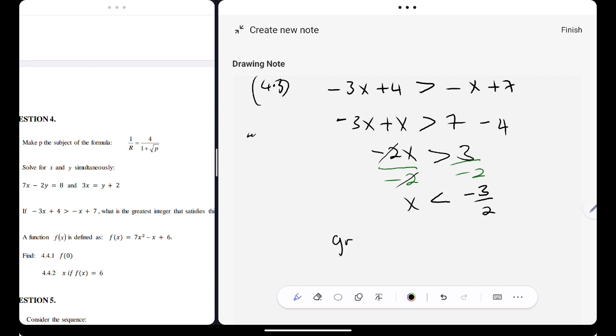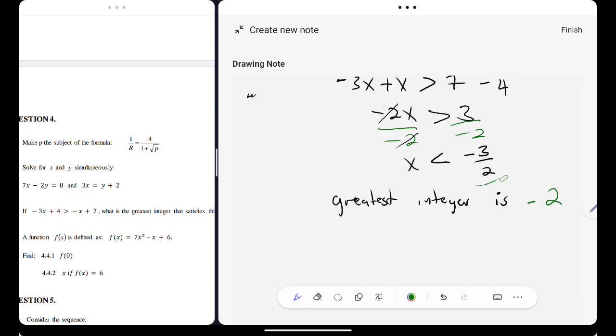The greatest integer will be negative 2. It will be negative 2 because negative 2 is the first integer value that is less than negative 1.5. So negative 2 is the greatest integer because this says x is less than negative 1.5. That means x should go from negative 1.5 until negative infinity. So the greatest integer value is negative 2.